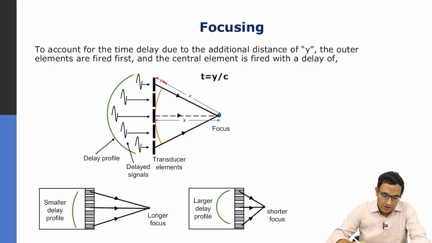Another thing is, because this delay profile is not fixed, I can change it, and I can make the focus longer or shorter. If I have a profile like this, then the focal length is longer, and if I have a more extreme delay profile, I can have a shorter focus. So this is the flexibility of array transducers. It is not a fixed focus, but we can vary the focus within certain limitations. There are some assumptions here, so it is not something that you can arbitrarily do, but within a certain range you can vary the focus.